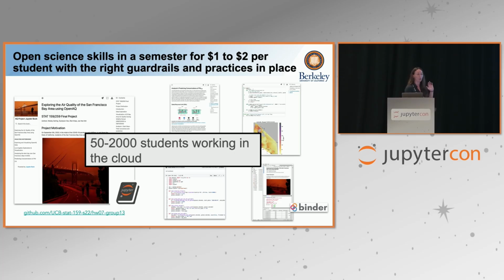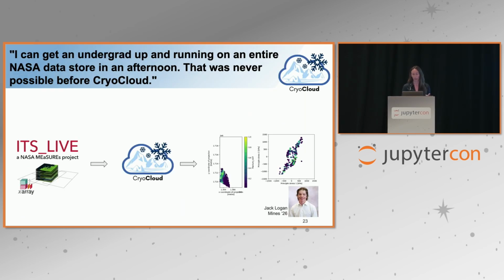Because of the work that we've done in terms of guardrails and all the tools surrounding it, we can do it this cheaply. Another exciting advancement is that with the right things in place, we can get an undergraduate up and running on an entire NASA data store in an afternoon, which was never possible before shared Jupyter hubs and the community behind it.